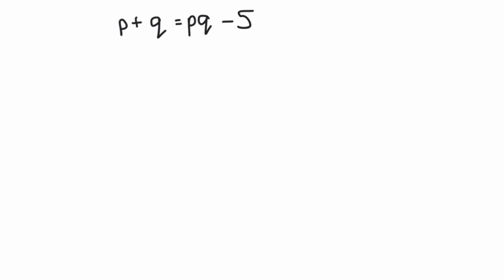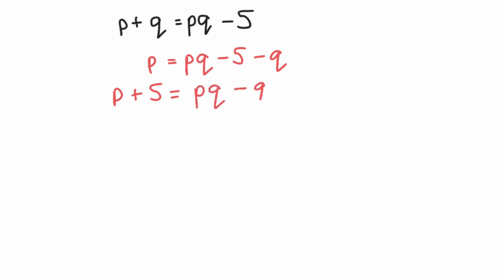So what we're going to do instead is get all of the q's on one side of the equation and put all of the other things on the other side of the equation. So the first thing I'm going to do is minus q from both sides. So we get p is equal to pq minus 5 minus q. And then I'm going to add 5 to both sides. So we have p plus 5 is equal to pq minus q.